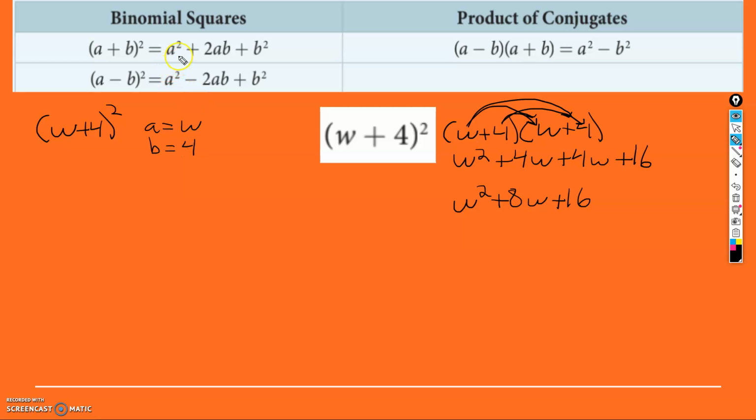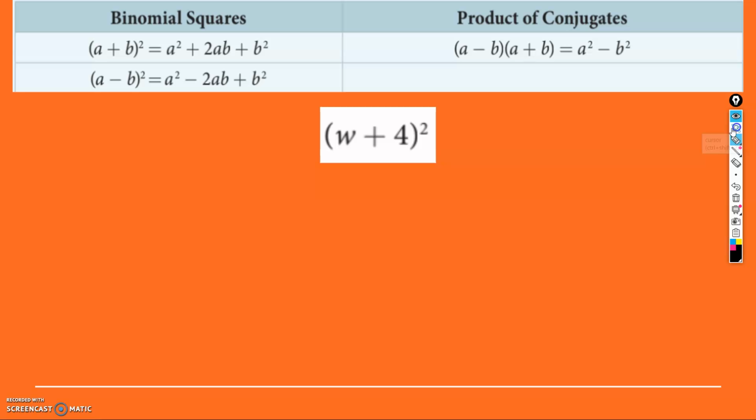Okay, so the formula says we'll take a and square it, so w². Then put a plus. Then 2 times a times b. Well, a times b is 4w. Double it, and that would be 8w. So it's double it, not square it, which means leave the variable alone, but don't square your middle term. And then the last thing says take your b and square it, so take 4 and square it, so plus 16. So either way, notice you're going to come out with the correct answer. So it's really up to you which you want to use.